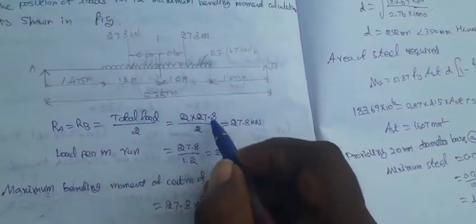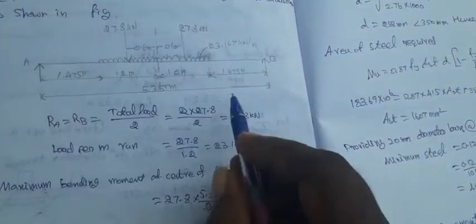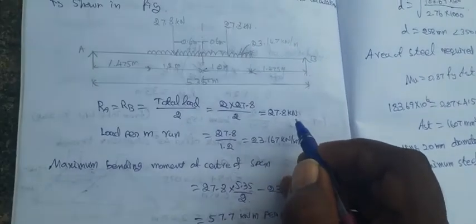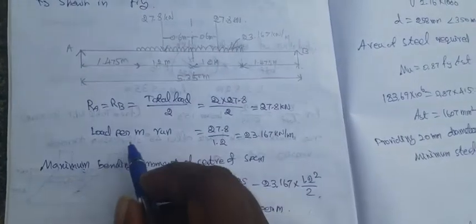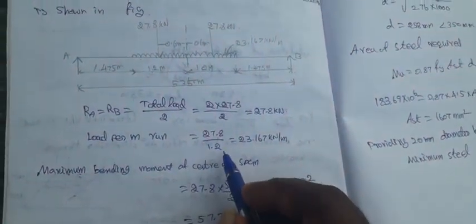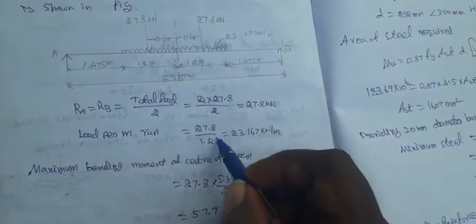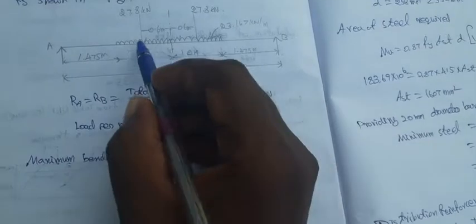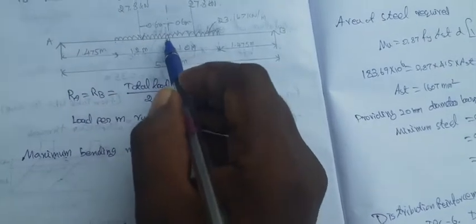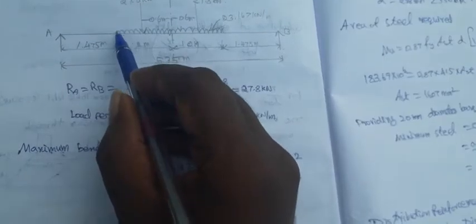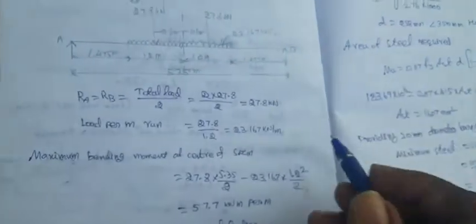So 2 into total load is 27.8 kilonewton by 2, so 27.8 kilonewton. RA and RB are also 27.8. So the load per meter run is 27.8 divided by 1.2. Because here 1.2 means this is the total load, so per meter length means it is a consideration of 1.2 meter. So for design purposes, we have to reduce it for every 1 meter length.